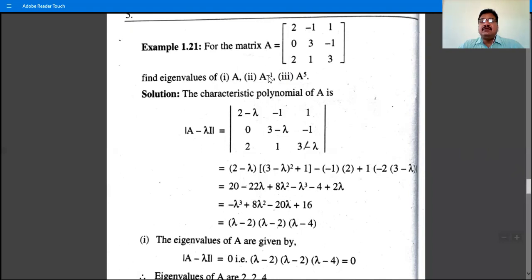And what are the eigenvalues of A inverse? So if 2, 3, 5 are the eigenvalues, then 1 by 2, 1 by 3, and 1 by 5 are the eigenvalues of A inverse.